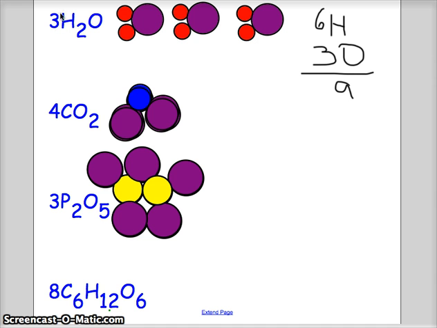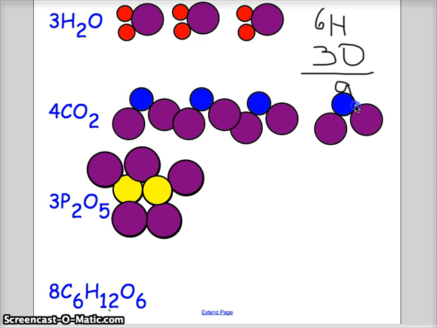The 3, it's almost like there's parentheses around the H2O. The 3 affects both elements that are here. 3 times 2 gives me 6. 3 times the understood 1 gives me 3. And that's how this is. I showed you the different diagrams and explained the math. So here again I have the diagrams.